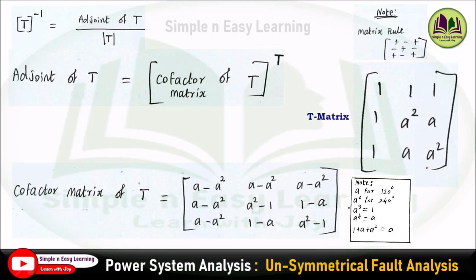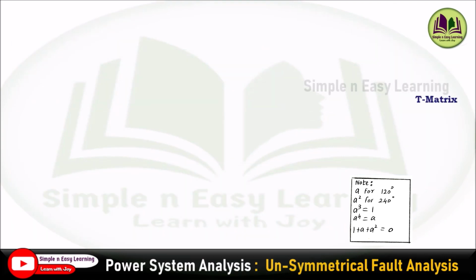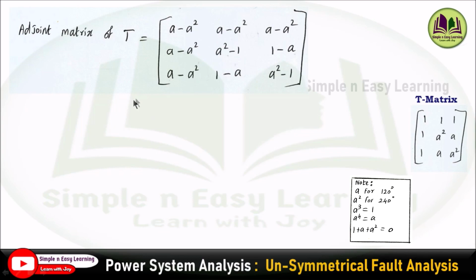And the final term, A square, strike out the column and row, so you will be getting A square into 1 minus 1 into 1. So A square minus 1. So this is how you can determine the cofactor matrix of the T matrix. Now you have to take the transpose of this matrix. Replace row by column and column by row, you will get the transpose matrix. The transpose of the cofactor matrix is your adjoint matrix, and this is your complete transpose matrix.